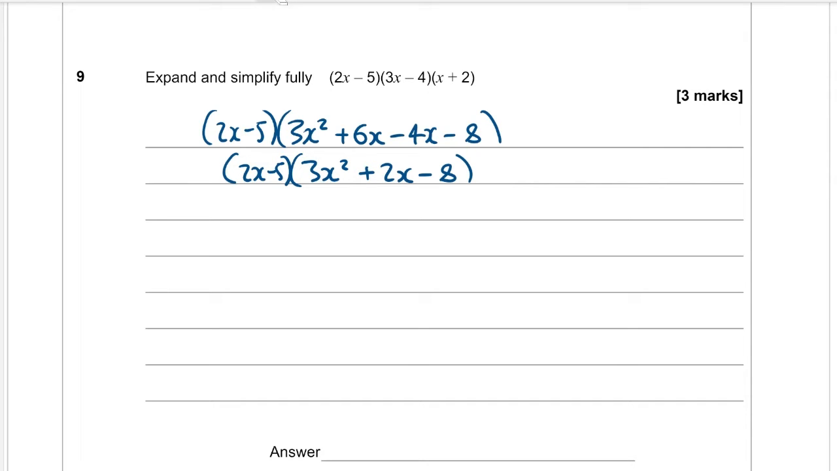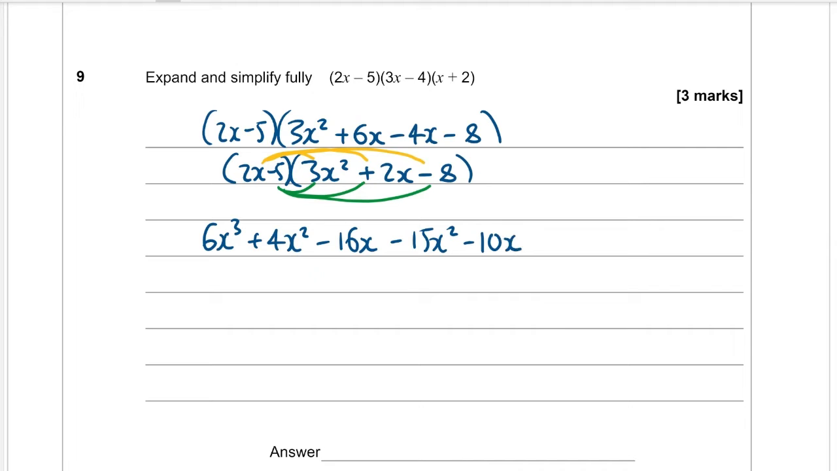And then what I need to do is multiply 2x and minus 5 by everything in this term. So I'm going to times 2x by all of these three, and then I'm going to times minus 5 by all of these three. So doing the 2x's first is going to give me 6x cubed plus 4x squared minus 16x. And then doing the minus 5s, minus 15x squared minus 10x and plus 40.